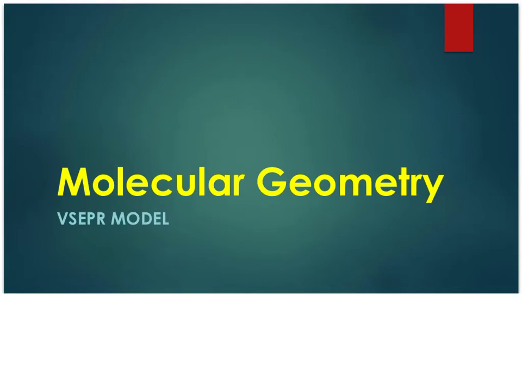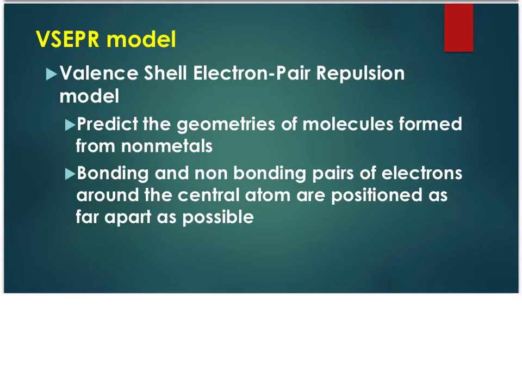In this video we're going to be looking over molecular geometry as it pertains to the VSEPR model, and we're going to find out what VSEPR means. VSEPR, or the VSEPR model, is the valence shell electron pair repulsion model, or sometimes called the valence shell electron pair repulsion theory. Why do we use VSEPR? We use VSEPR to predict the geometries or the shapes of molecules formed from nonmetals, or basically we say predict the geometries of covalent molecules.